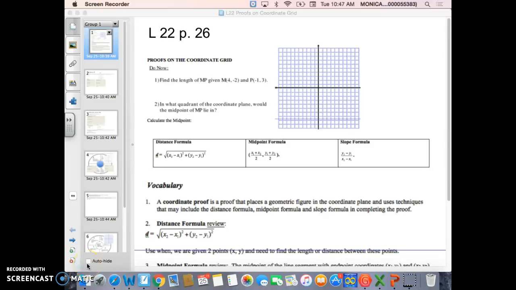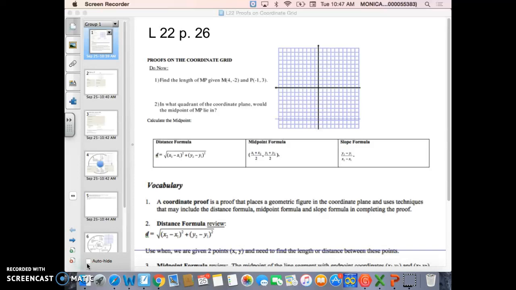All right, y'all, can you believe we're almost done with Module 3? So this is Lesson 22. It is Proofs on the Coordinate Grid. And this should be starting on page 26 in your packet. So let's go ahead and work our do now.